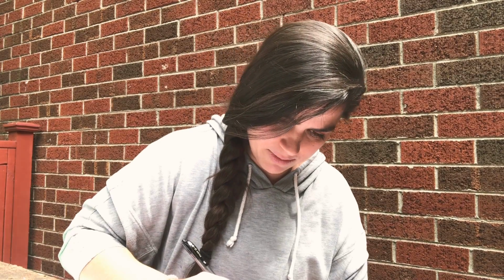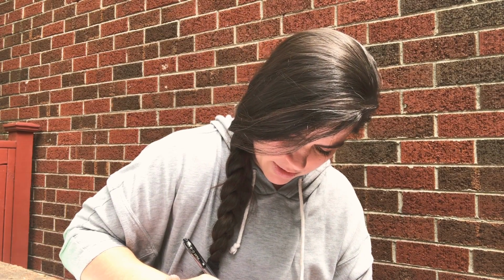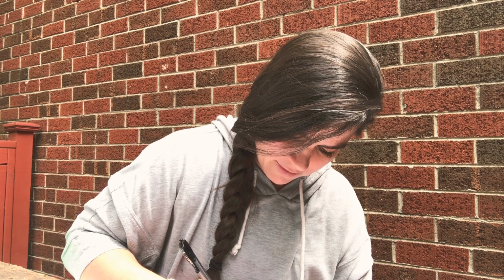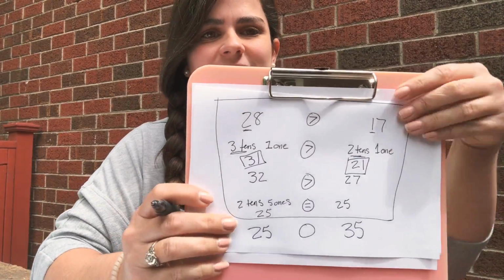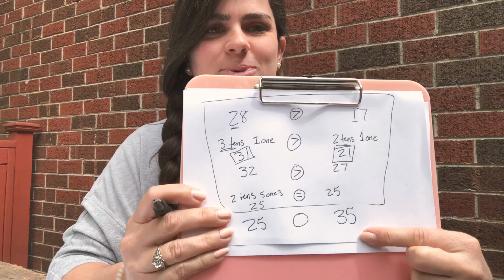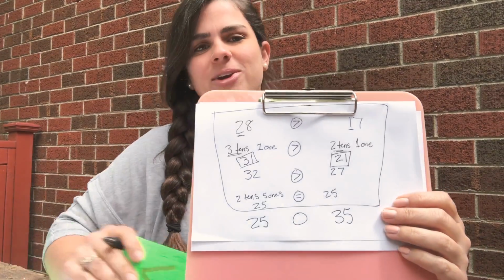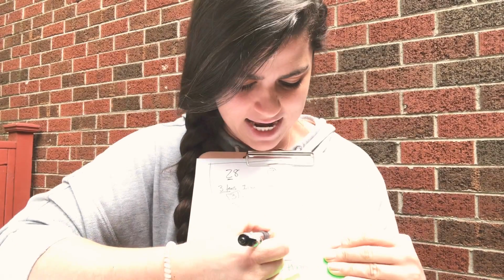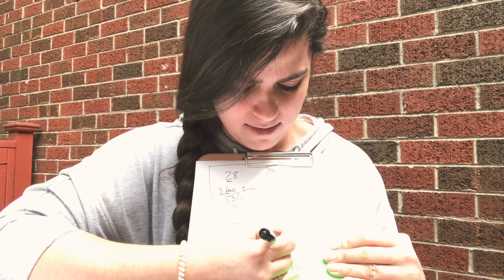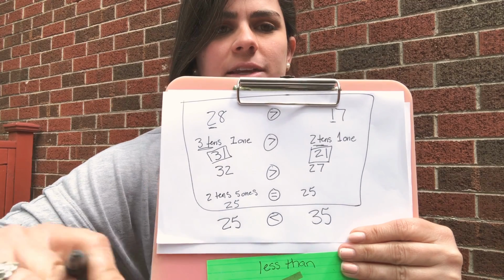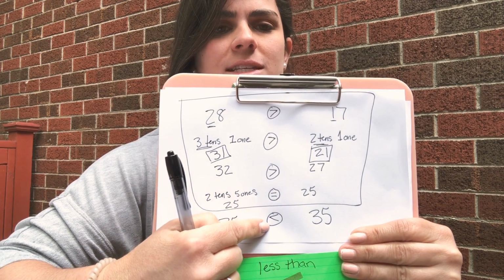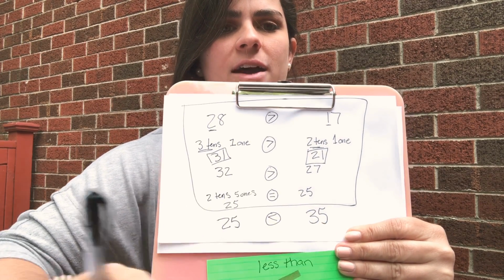All right, I did not put any that are less than, so let me show you one if we reverse the numbers. So if I have the number 25 against the number 35, now this side has more tens, so I'm going to use my less than sign, and I'm going to put the open mouth towards the 35, just like my alligator eating 35. 25 is less than 35.